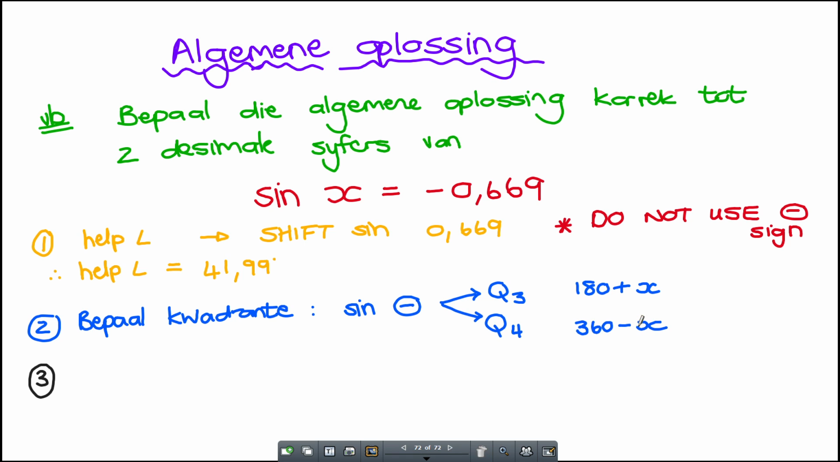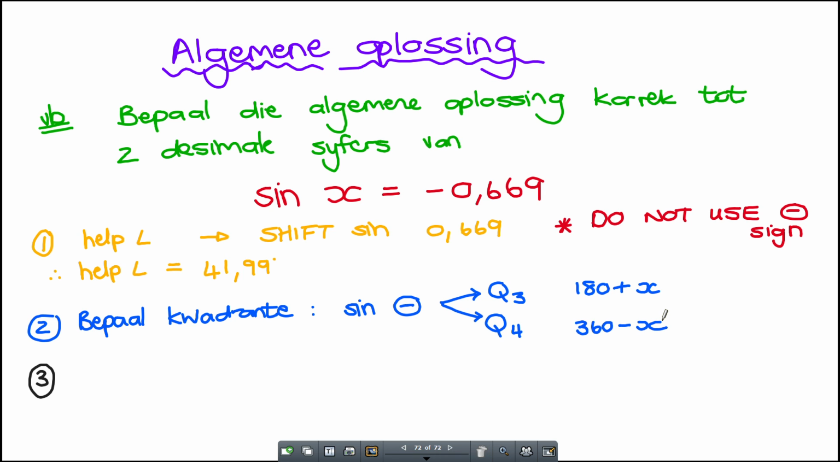In jou handboek sê hulle vir jou teken 'n diagram om die kartesiese vlak voor te stel. Jy hoef nie dit te doen nie. We're not gonna draw. Stap 4, bepaal die sentrale hoek deur shift te gebruik. That we actually did at number 1. And then, lastly, they say, los op vir onbekende hoek, kwadrant 1 of 2 of 3 of 4. Okay, so that's where we are now.